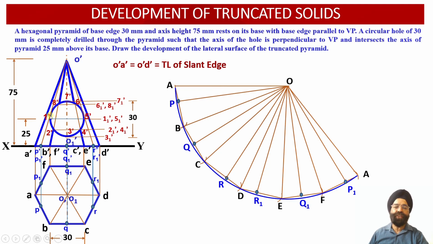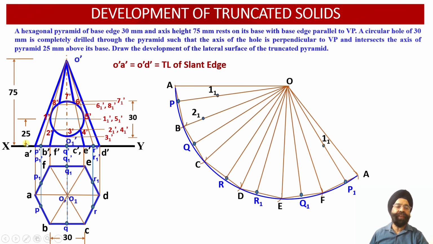Point 1 happens to lie onto the generators O-P and O-P1, so here we have two generators OP and OP1. We'll measure the radius equal to O-11. We can check that O-11 happens to be this radius, so we will measure this radius and mark it over here. This is the true length radius. We have marked it onto OP and OP1 over here. So point 1 has been obtained in the developed surface view over here.